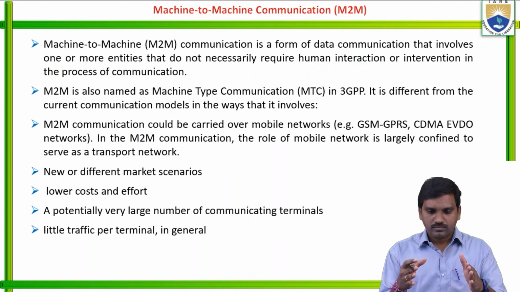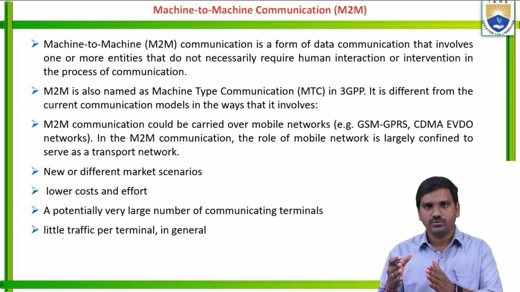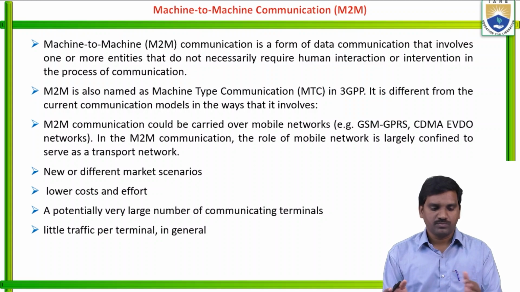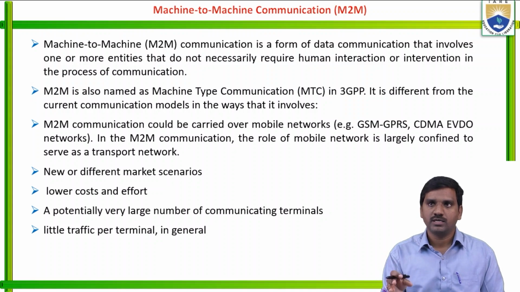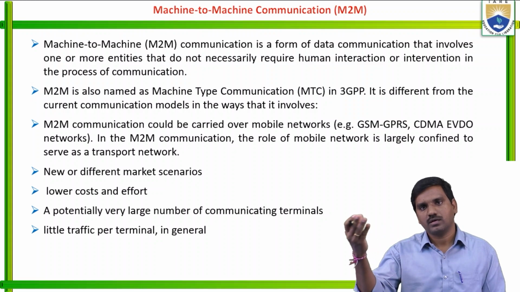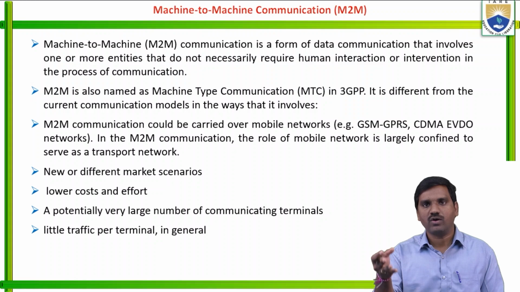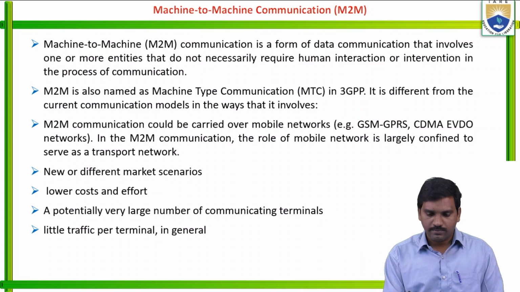So here, without the intervention of humans, the process is done between the machines only. Machine to machine communication is a form of data communication that involves one or more entities. One machine or more than one machine can be involved to process the data, gather the data, and exchange the data between the devices, not necessarily with human interaction or intervention in the process of communication.